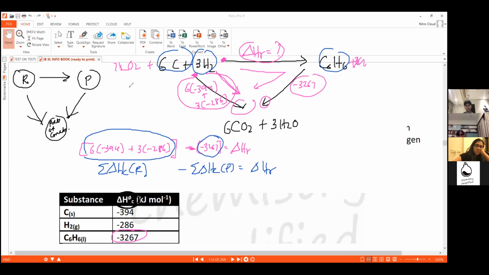Yes, sir. Remember that if combustion values are given, the third corner will be products of combustion and the arrows will be towards it. If formation values are given, the third corner will be elements and the arrows will go away from it. Okay, and then you can also figure out the equation using the direction of the arrows.